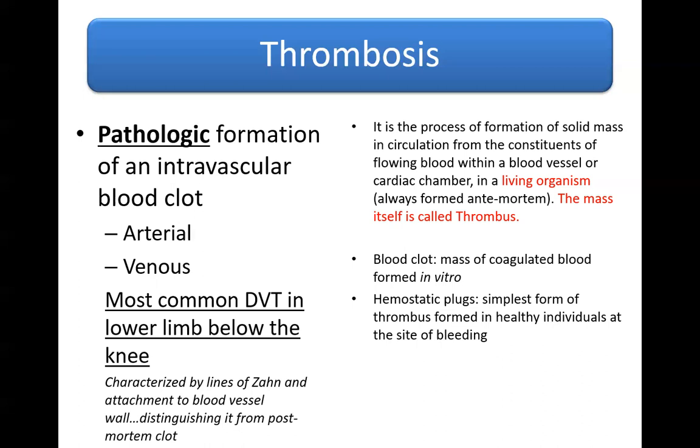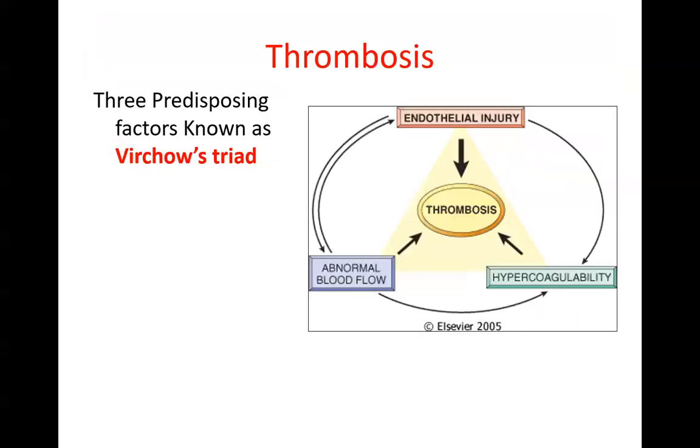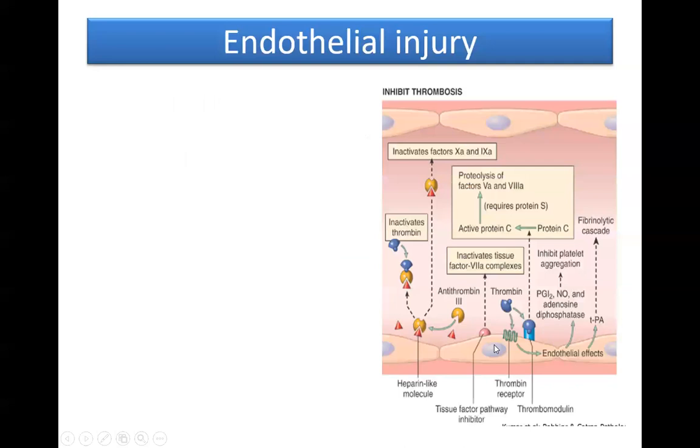Now, this is really a semantics between clot and thrombus. All clinicians use these terminologies interchangeably. Most common clot formation is deep venous thrombosis in the lower limb below the knee. And there are three factors combined. We call them Virchow's triad. What is Virchow's triad? It is endothelial injury, abnormal blood flow, and hypercoagulable states. All three of them together is known as Virchow's triad.